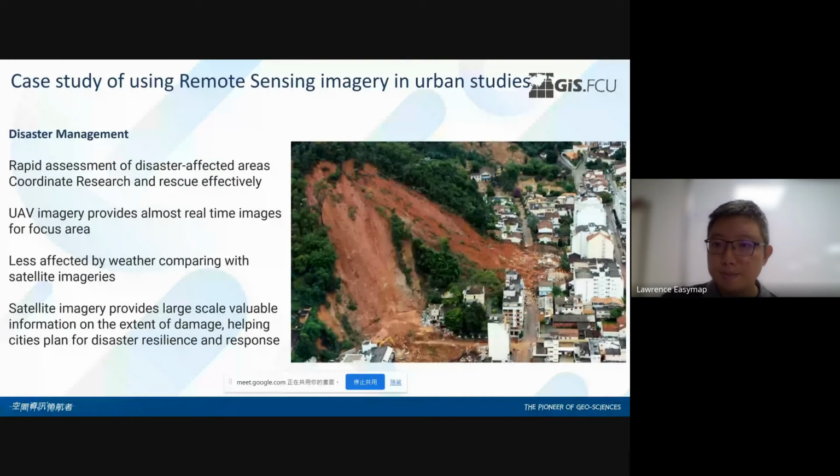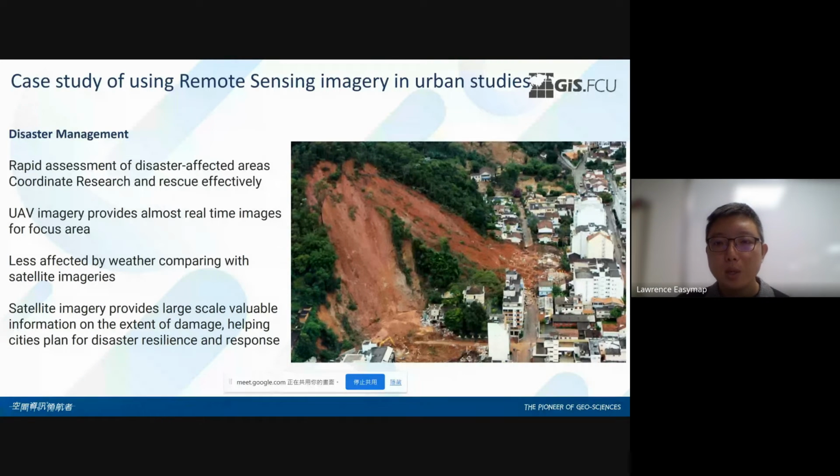Disaster management. Disaster management is one of the main focuses of our center, the GIS Center at Fengjia University. In Taiwan, we face and encounter a lot of disasters. We have typhoons, we have earthquakes, and subsequently they trigger landslides.